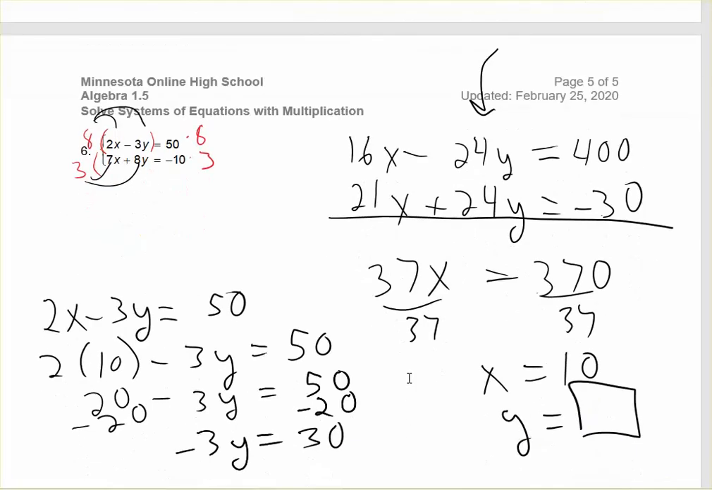So there's not a lot of problems on this worksheet, but they do take a little bit of time. Make sure that you do them carefully and check your answers.